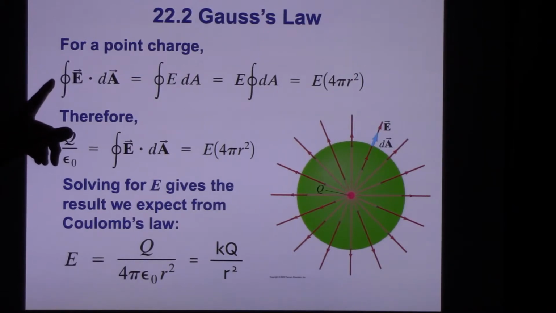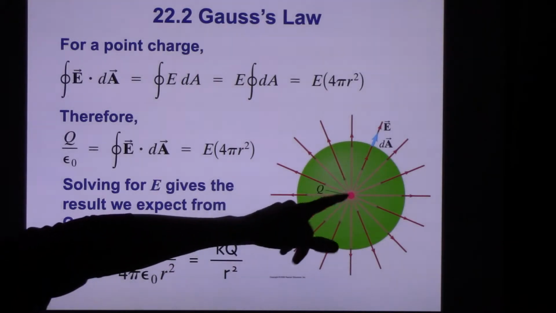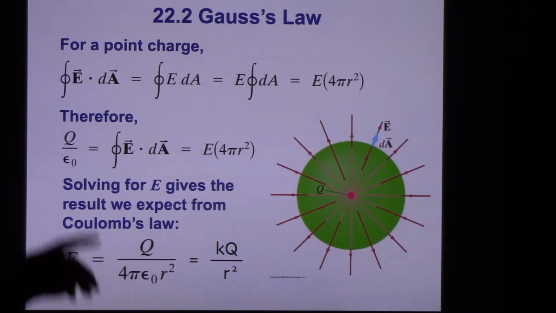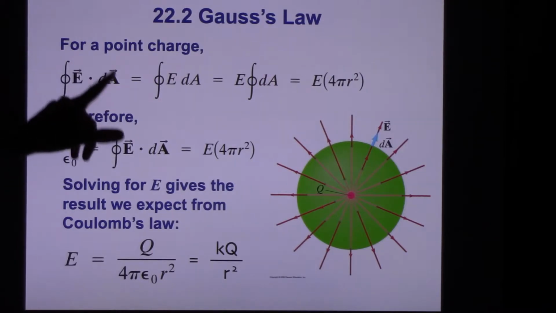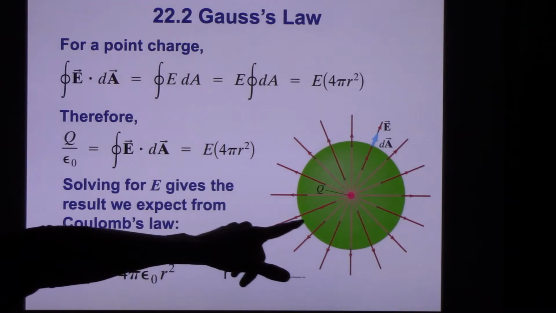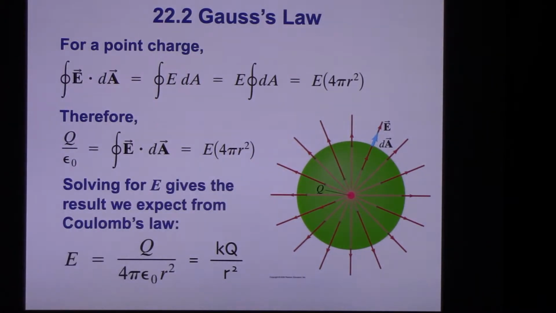Gauss's law says that if I have a volume and some charge contained within that volume, and a surface area that encloses that charge, the total flux, the total number of electric field lines exiting that volume, has to be proportional to the charge that's contained inside. So here is the point charge.